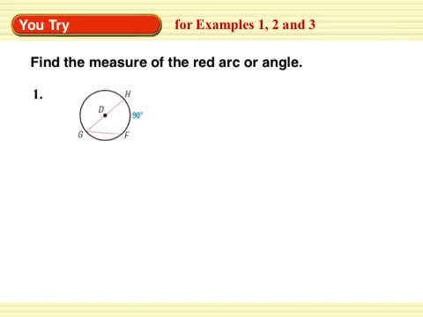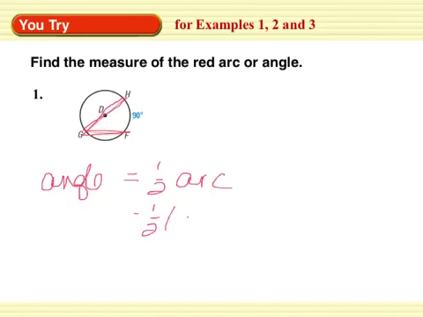Find the measure of the red arc or angle. So they're asking for the red angle, right there. The angle is 1/2 the arc, 1/2 of 90. Oh, this is a U-try, bummer. The angle is 45 degrees.